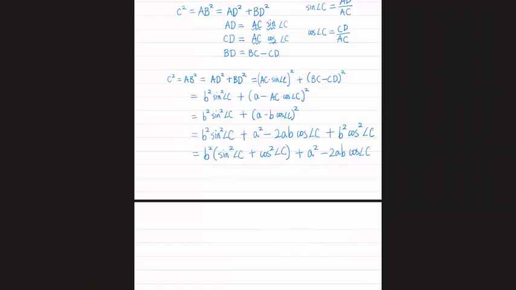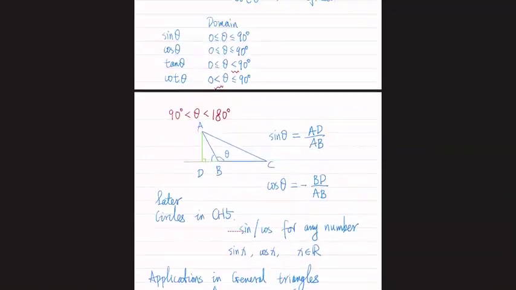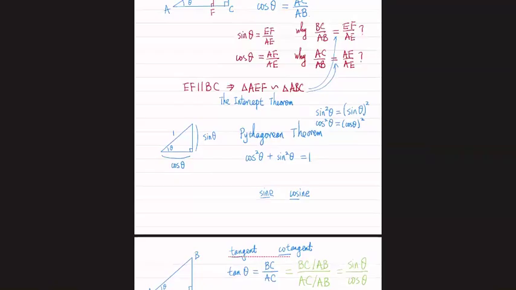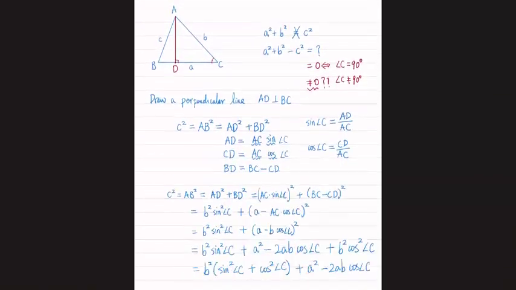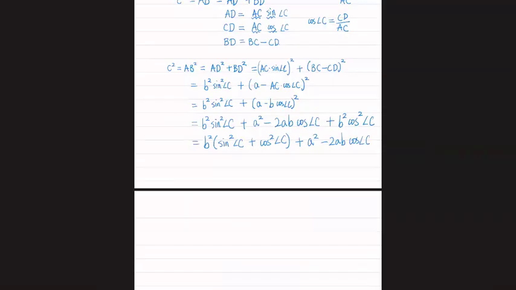So the summation of two squares. This is the special case of the Pythagorean theorem. I will go to maybe the first page or second page. Oh, over there. The Pythagorean theorem: the summation of the squares of cosine and sine of the same angle will always be 1. Now we apply the Pythagorean theorem. We recognize this is 1.